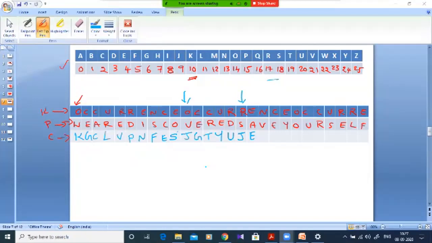Okay, understood, sir. So can you now please go for C and E? For C and E, tell me. C means 2. E means 4, sir. 2 plus 4 is 6. 6 modulo 26 will give 6 only. So what is the sixth letter? G. That's it. Now clear? Okay.